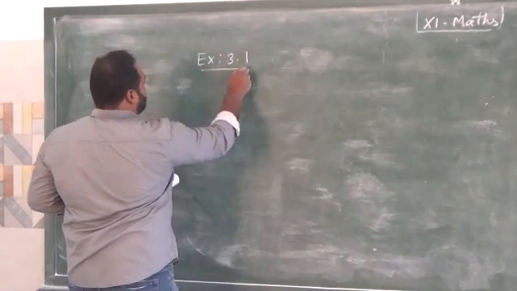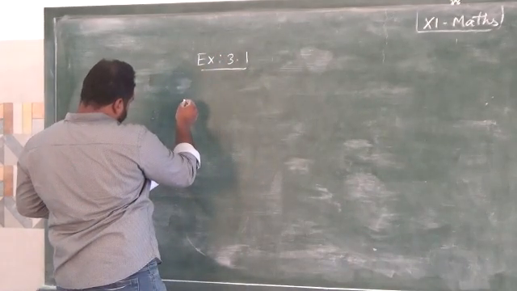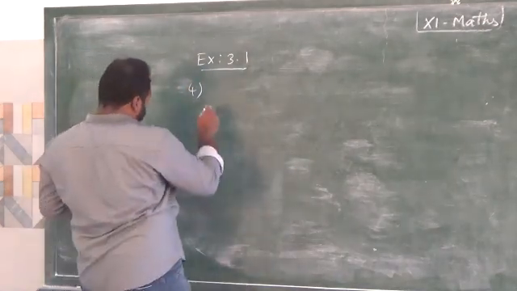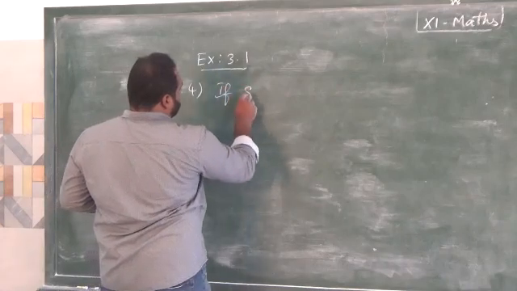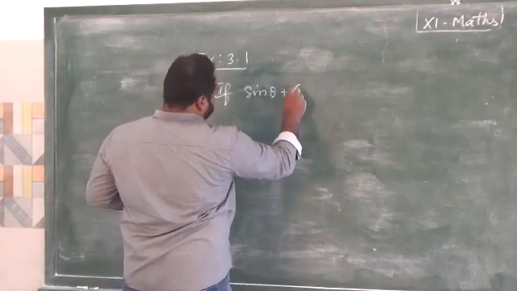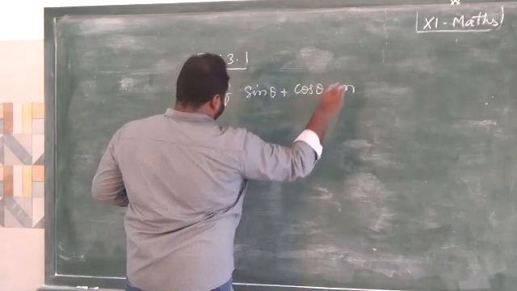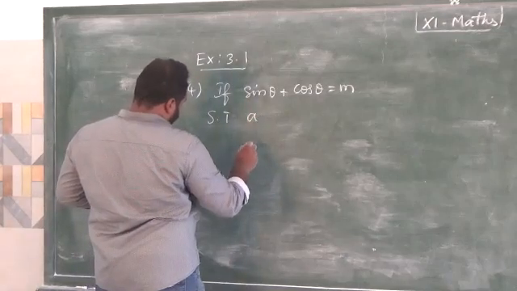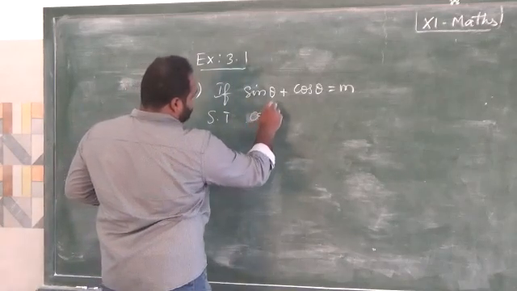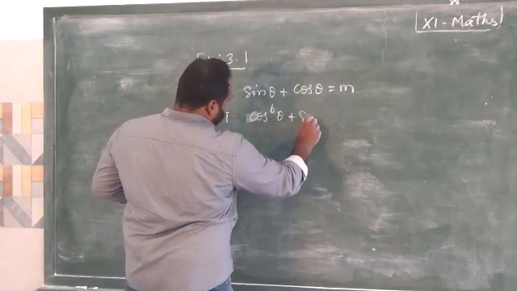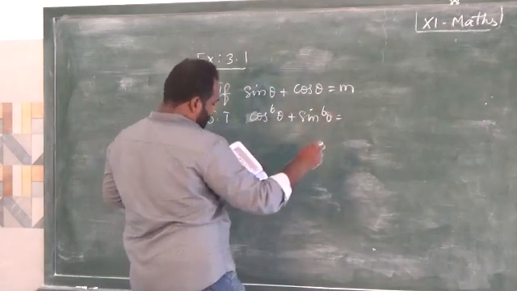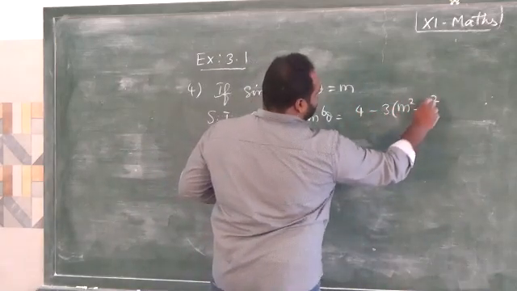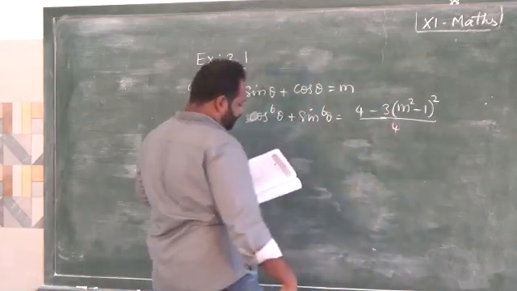Exercise 3.1, continuation, problem 4. If sin theta plus cos theta equal to m, then prove that cos power 6 theta plus sin power 6 theta equal to 4 minus 3 into (m square minus 1) whole square by 4.